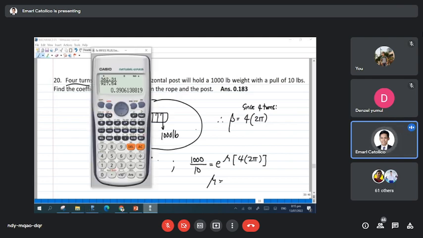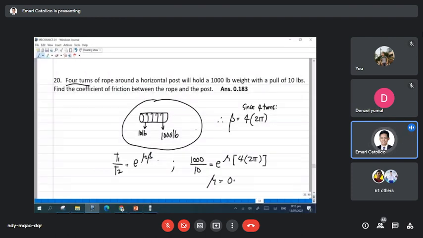So 100 is equals to E raised to mu times 8 pi, since 4 times 2 is 8 pi. Shift solve. Okay, so 0.183. So mu natin ay 0.183. So okay na siguro to.